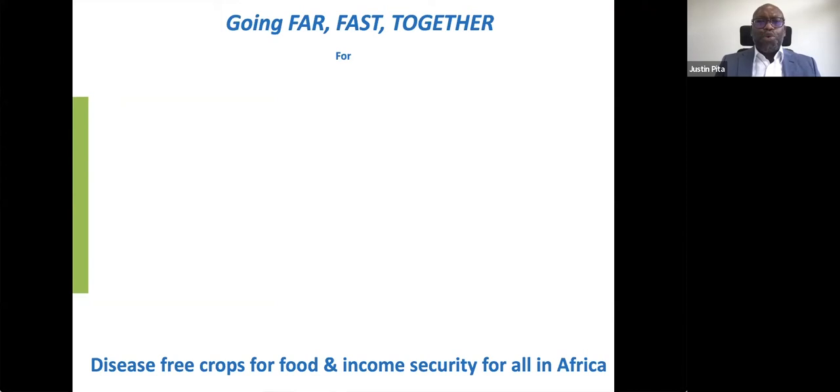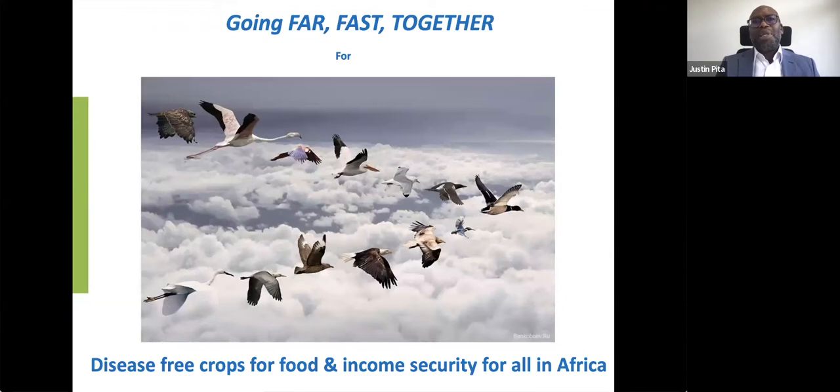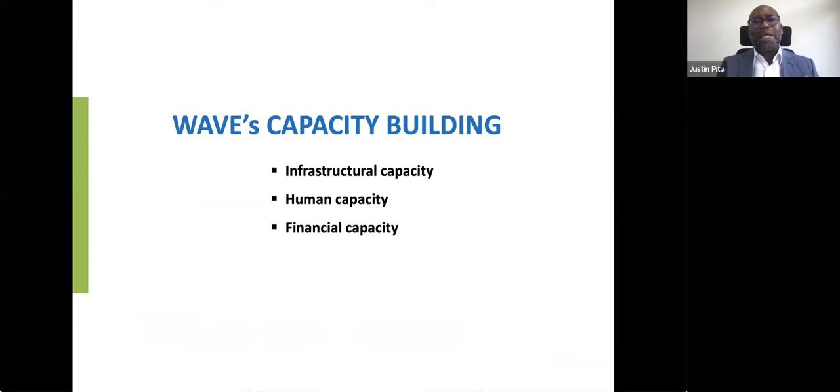Because we want to go far, fast, we have to go together. Like those birds of different species, we build this network that I talk about. But we also needed to build capacity, because in 2015, when we started, this infrastructure was missing. Human capacity was missing, even financial capacity, which is needed to manage funds that we have, was not at the good level. So we have to work on all these levels.